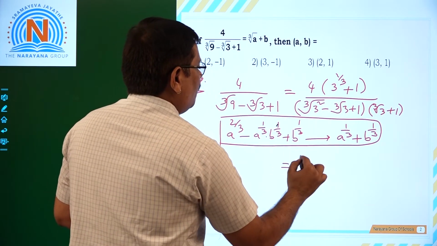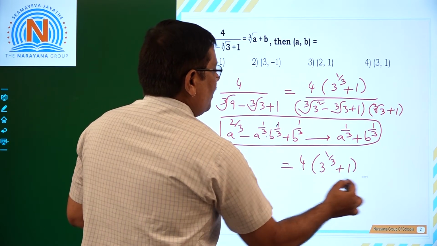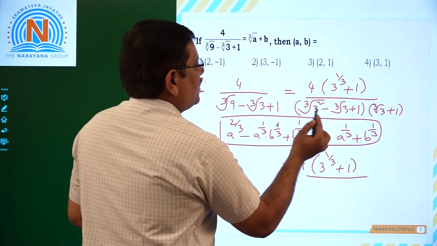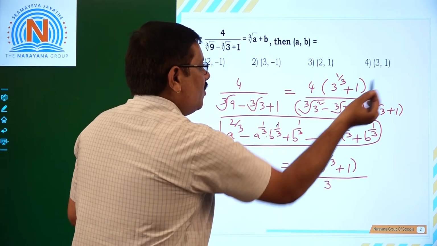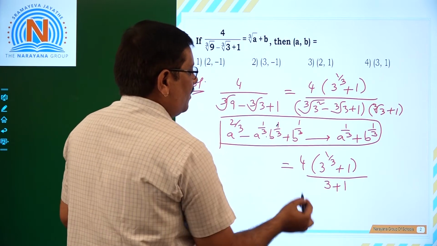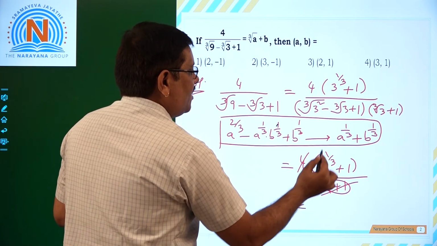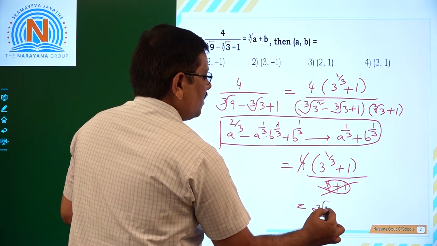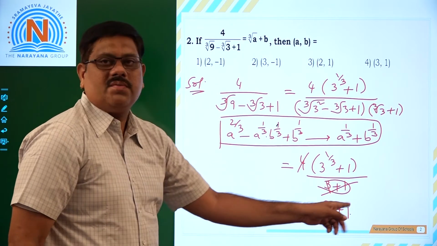So that is equal to 4 times (3 to the power of 1 by 3 plus 1) upon, if you look at this, the product of these two is going to be what? (3 power 1 by 3) whole cube, that is 3, plus 1. So the 4s cancel. The result is 3 to the power of 1 by 3, otherwise cube root of 3, plus 1. So the result is cube root of 3 plus 1.